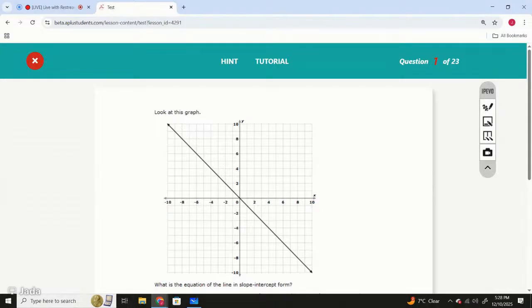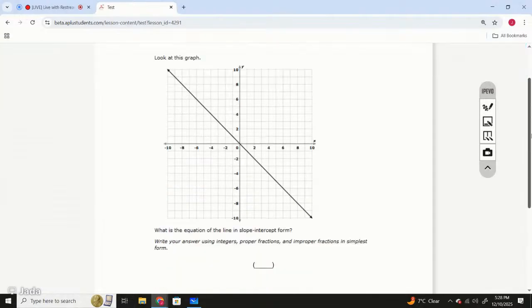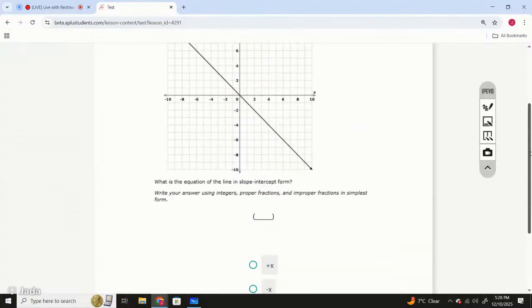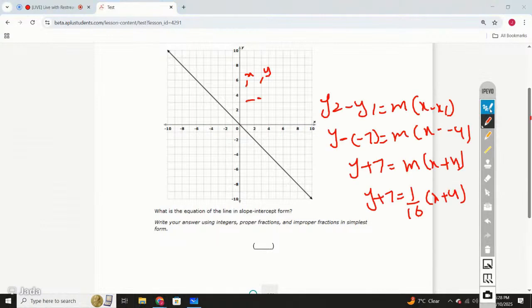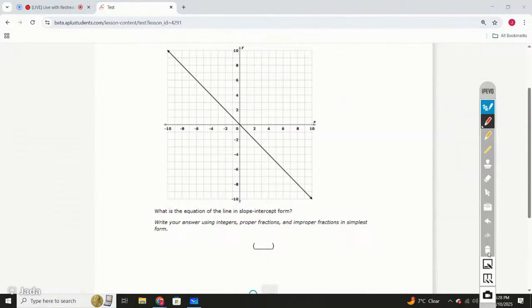Look at this graph. What is the equation of the line in slope intercept form? We need to find two things, the slope and the point. The slope of the equation is 1, because the line moves up 1 and over 1. So the slope of this equation is 1.